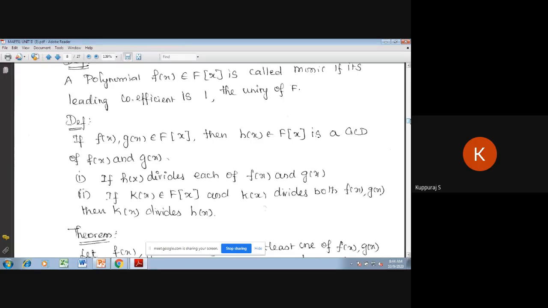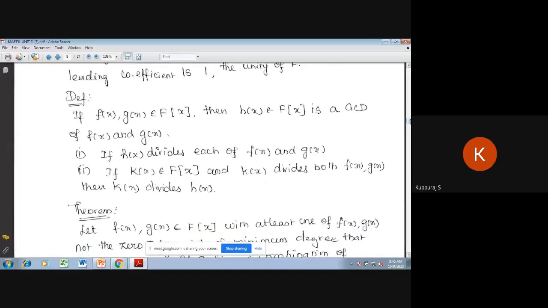The next definition: if f of x comma g of x belongs to capital F of x, then h of x belongs to capital F of x is a GCD of f of x and g of x if h of x divides each of f of x and g of x, and if k of x belongs to capital F of x and k of x divides both f of x and g of x, then k of x divides h of x.